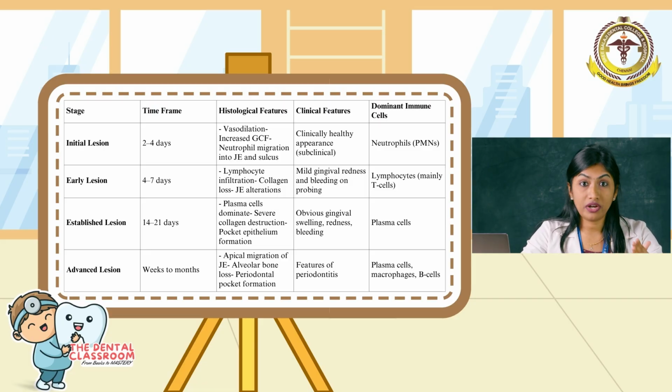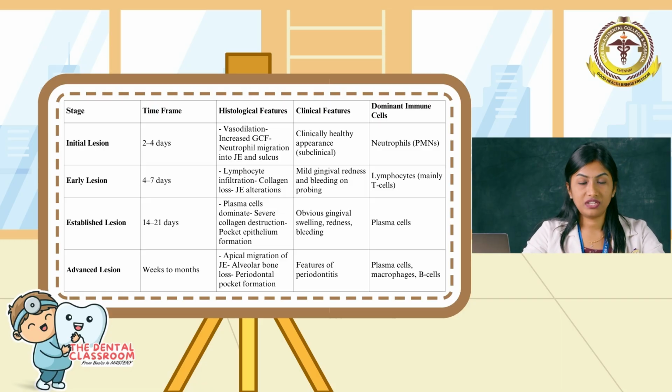And also there is alteration of the epithelial structures. There is loss of rete pegs, infiltration of inflammatory cells into the connective tissues, vasodilatory mechanisms, fibrotic mechanisms, everything is going to happen in the established form of lesion. Here clinically we can see obvious gingival redness, swelling, bleeding on probing, changes in color, contour, consistency, every part of the tissue is going to be affected in the established form of lesion, especially pertaining only to the gingiva, not to the underlying deeper connective tissue structures. So here the dominant immune cell is mainly the plasma cell.